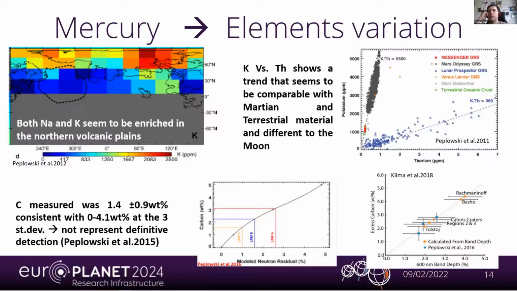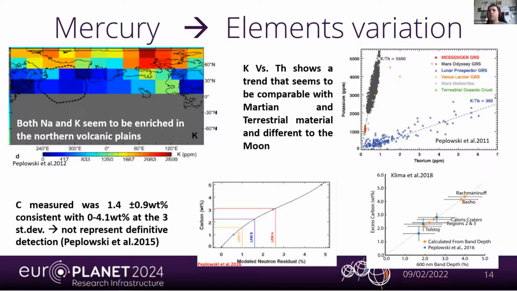But still, as already anticipated before, there is clear evidence that the northern terrains are enriched in sodium and potassium, and there is a sort of distinction, even if at relatively low scale resolution of the data that we have, on the distribution of these elements within the northern volcanic terrains.